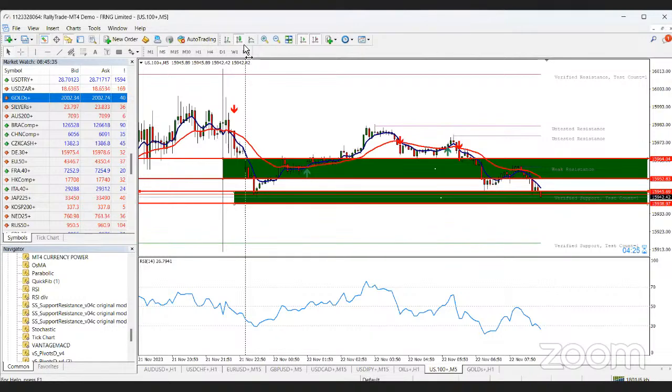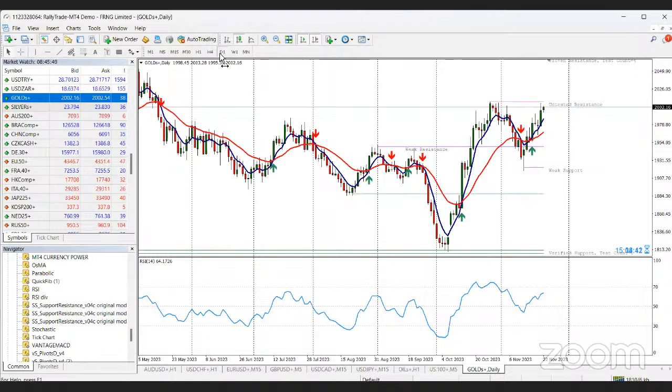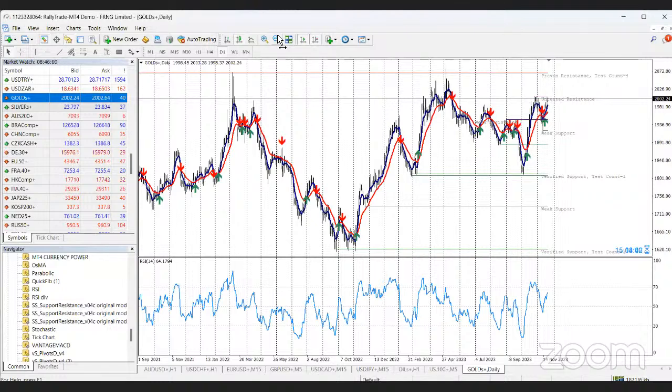All right, let's go in for gold. Now let's look at gold on the daily time frame. Gold is looking like it's about to push towards this untested resistance. So let's look at it holistically. You can see that price has bounced off this verified support and it's actually creating a resistance at this point here.